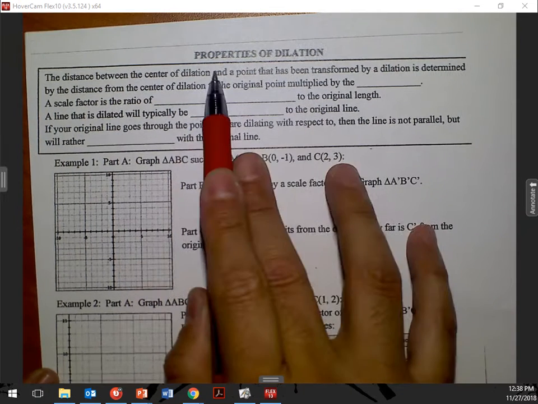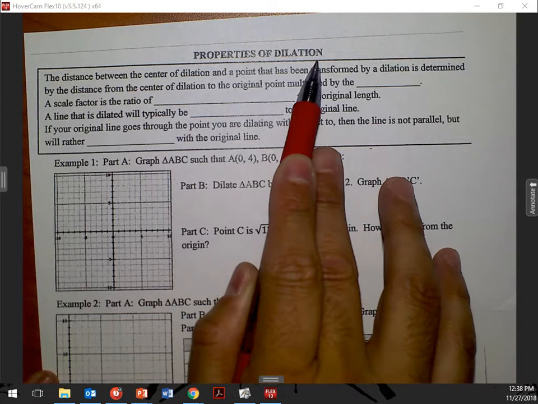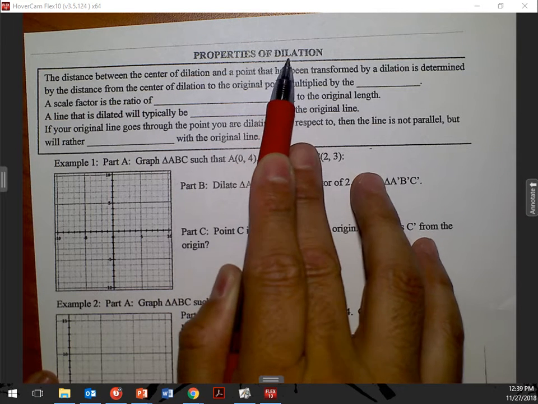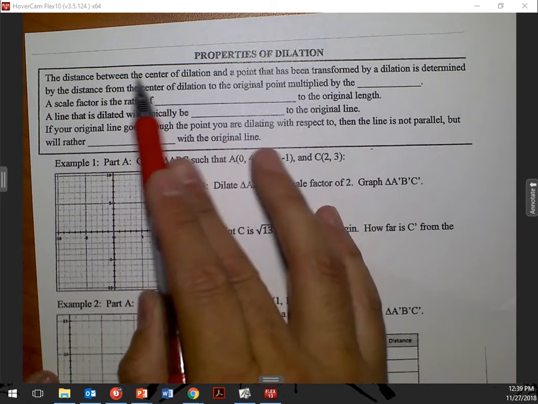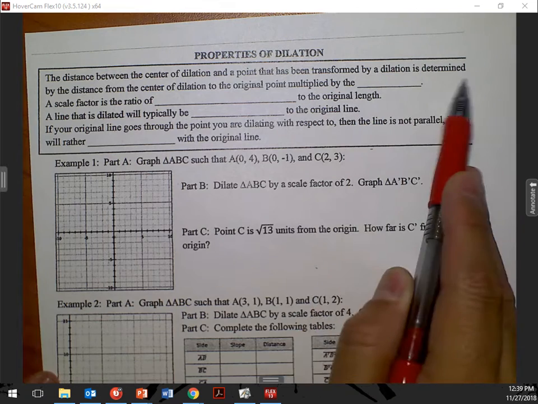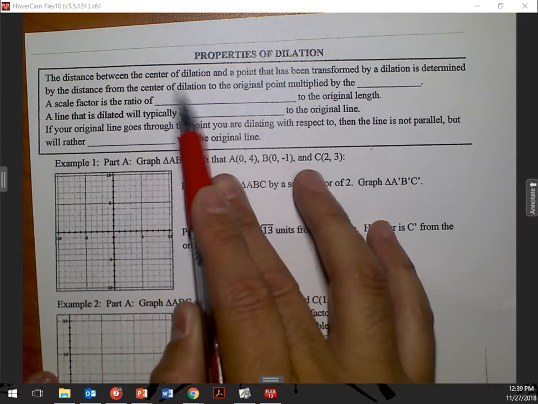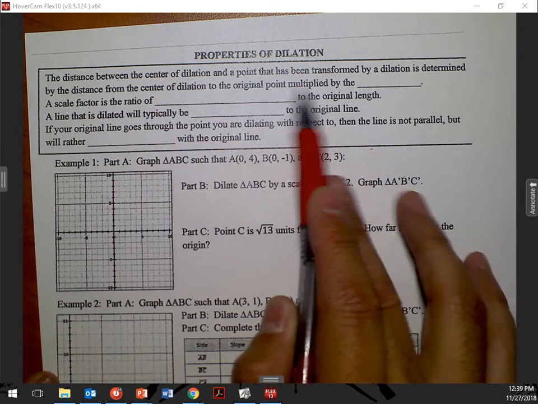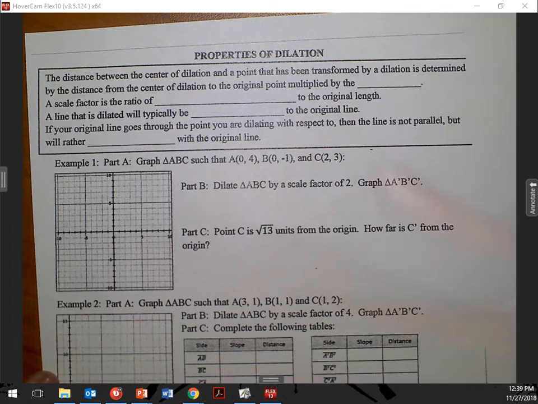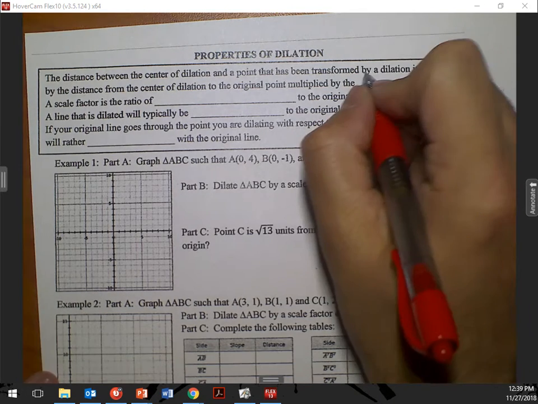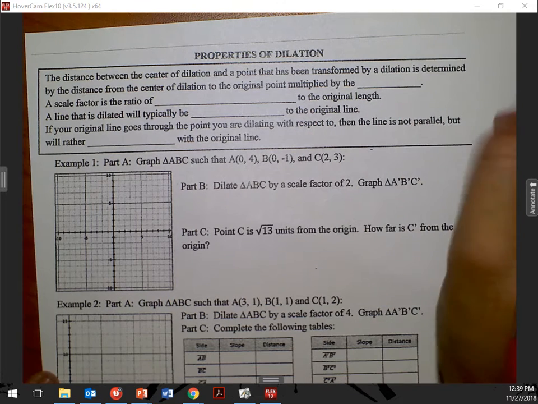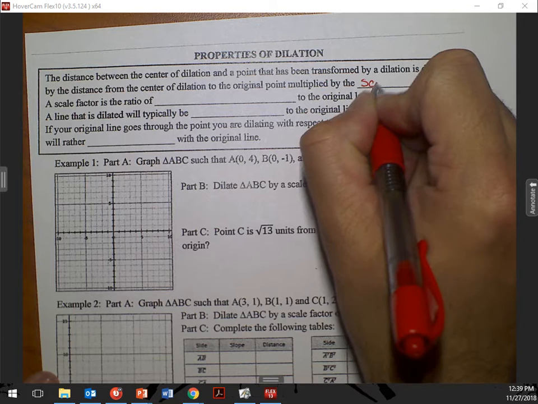So, right here, properties of dilation. Now, dilation means it's going to be the same shape, different sizes. The distance between the center of dilation and a point that has been transformed by dilation is determined by the distance from the center of dilation to the original point multiplied by the scale factor. That's what we did yesterday, what we're multiplying both numbers by. So do you write scale factor? Yeah.